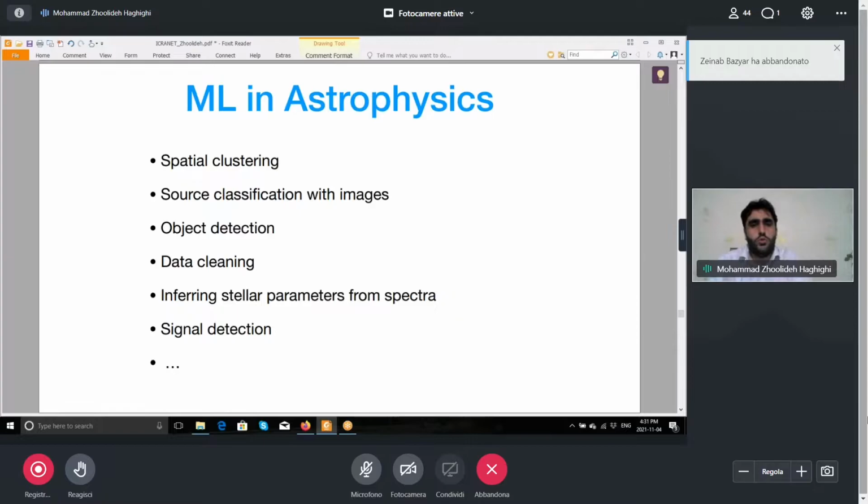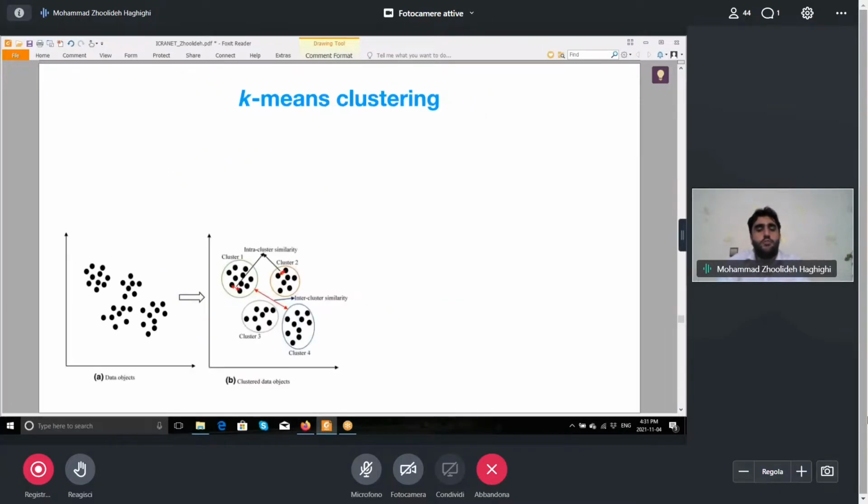Now it's time to talk about ML in astrophysics, and there are different tasks that can be done by machine learning: spatial clustering, source classification with images, object detection, data cleaning, inferring stellar parameters from spectra, and signal detection are some of the domains where machine learning has been used in astrophysics. I'm going to talk about a few of them.